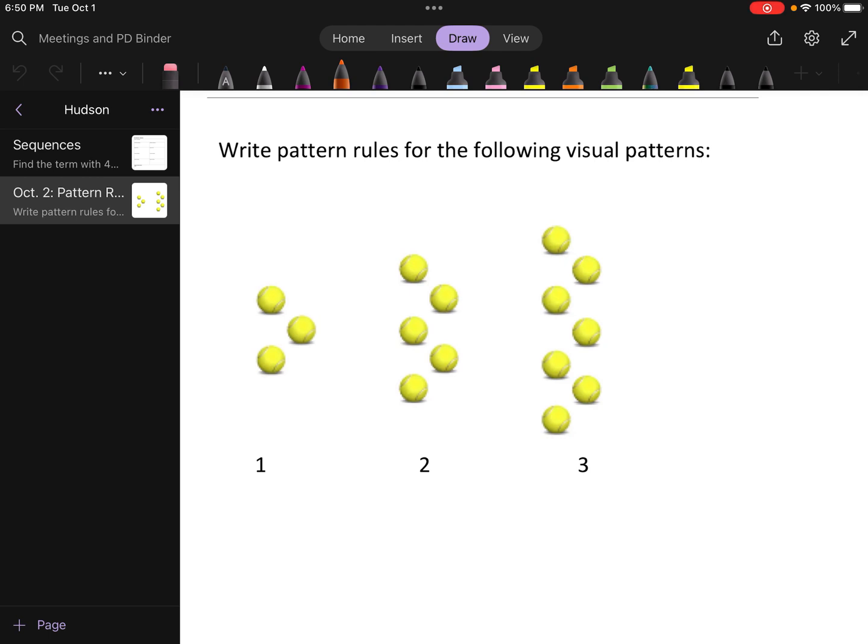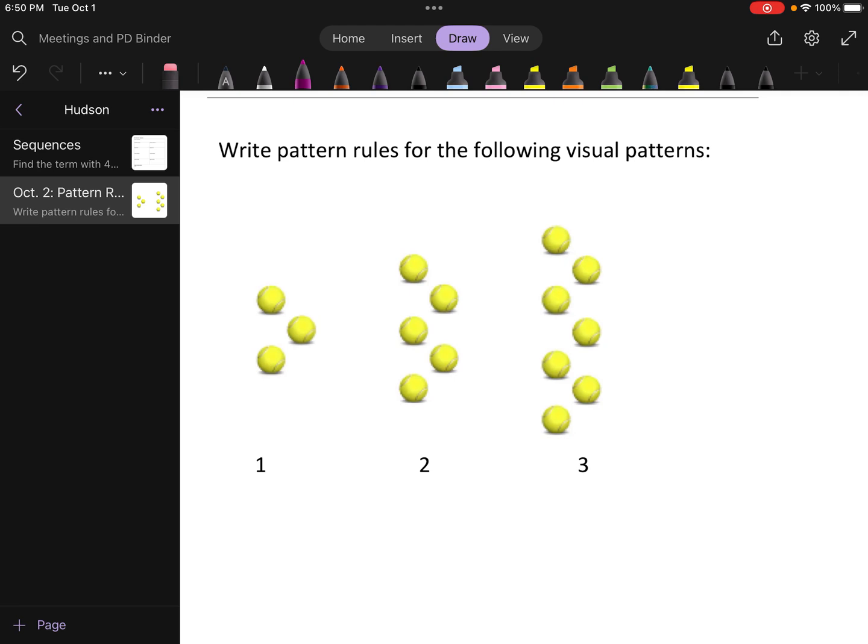Okay, so hopefully everyone has the supplies that they need. What I want you to do is write a pattern rule for the visual pattern that's on the board. I've got my position 1, position 2, position 3. What would my pattern rule look like? Press play when most people are finished.